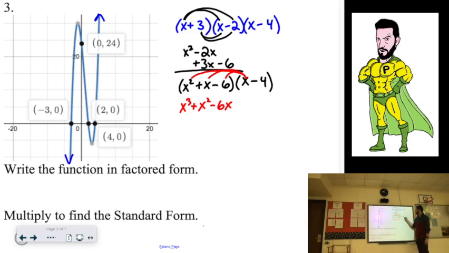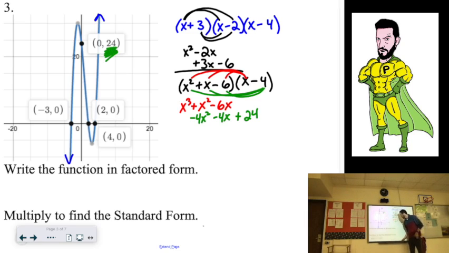And then we'll get them all with the negative 4. Negative 4 times x squared, negative 4x squared. Negative 4 times x is negative 4x. And negative 4 times negative 6 is positive 24.